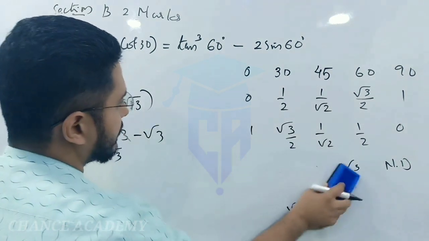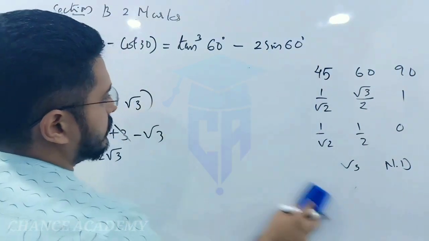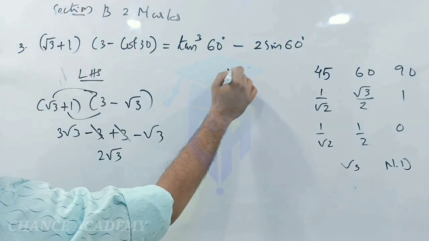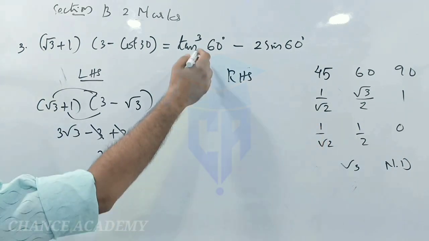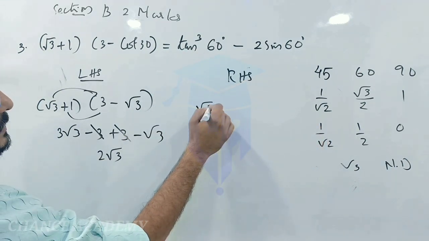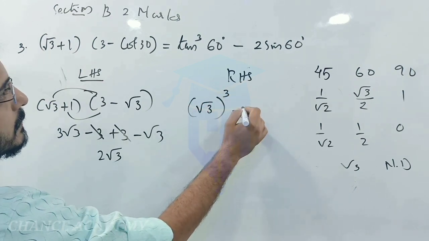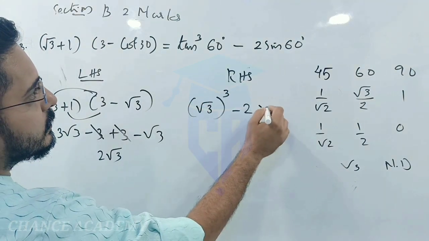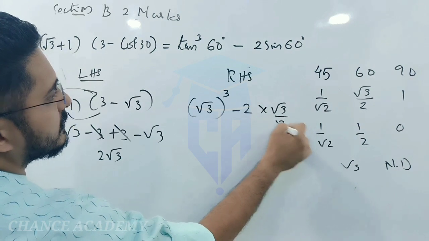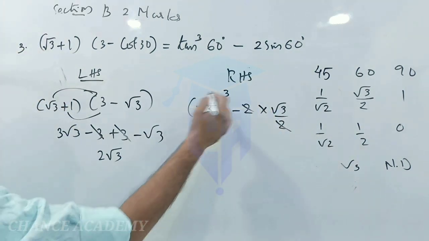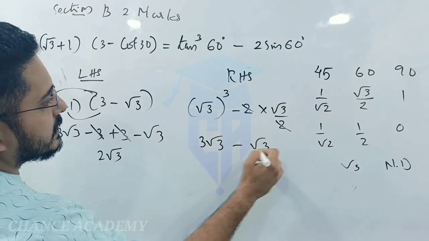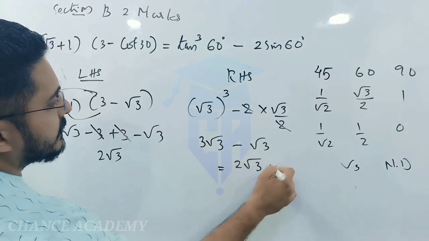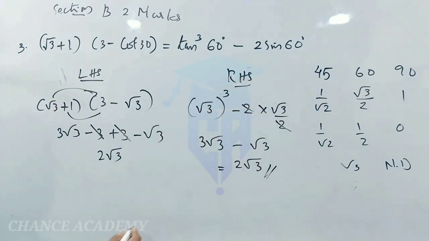Again, you can give the values in the RHS. So in RHS, take the RHS separately. We have already written the value for tan 60. Tan 60 is root 3. So that is root 3 whole cube minus 2 into sin 60. 2 into sin 60 is 2 into root 3 by 2. So these 2's will get cancelled. Root 3 whole cube will give you 3 root 3 minus root 3. Again, the value will be 2 root 3. So now we are getting LHS is equal to RHS, hence proved.